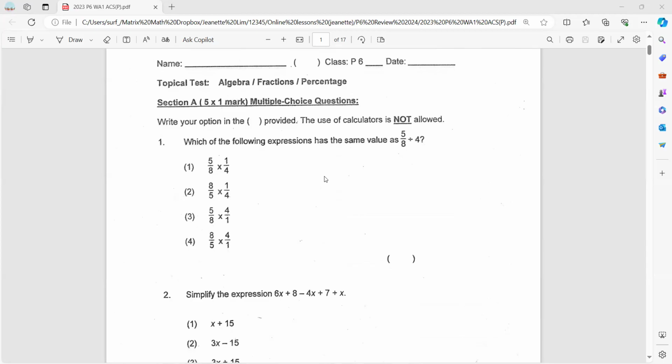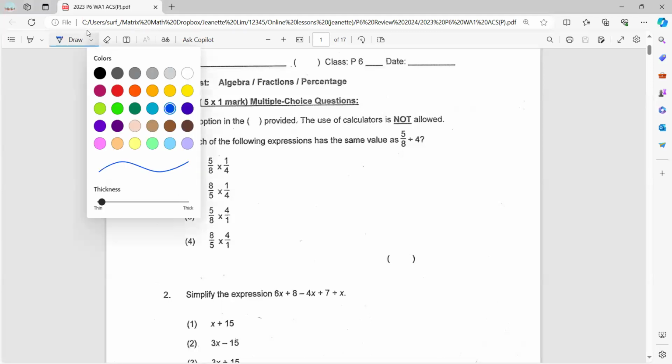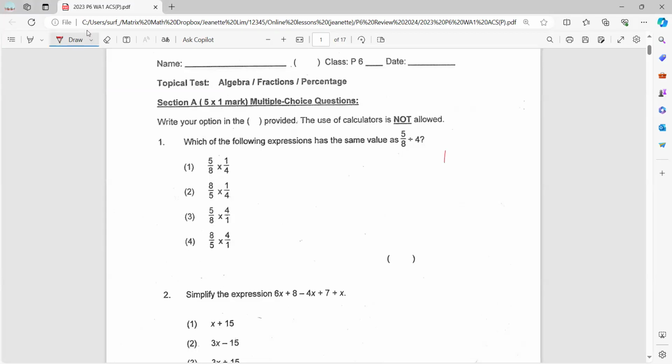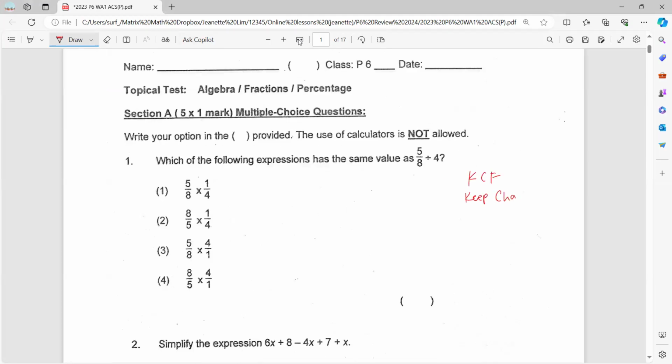Okay, so for question 1, which of the following expressions has the same value as 5/8 divided by 4? What we apply in this question would be your keep, change, flip. Your KCF. In short, KCF is keep, change, and flip.